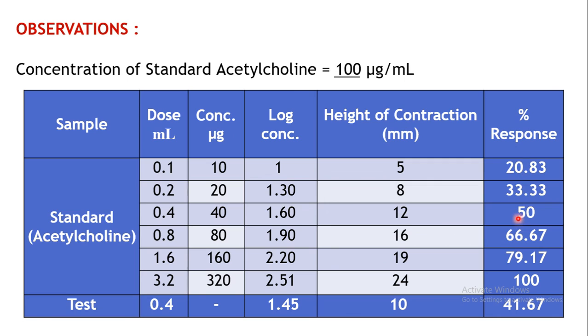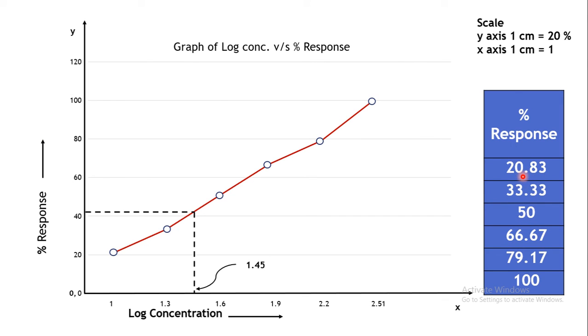These particular points are also supposed to be rounded off. So 20.83 will be plotted at 21. 33.33 should be plotted at 33. Anything above 0.5 should be rounded off to the next greater number. Next is 50. Next is 66.67, that will become 67. Then 79.17, that should be plotted at 79 itself. And the last one is 100%. Likewise you can plot all the points. This is how your curve will look.